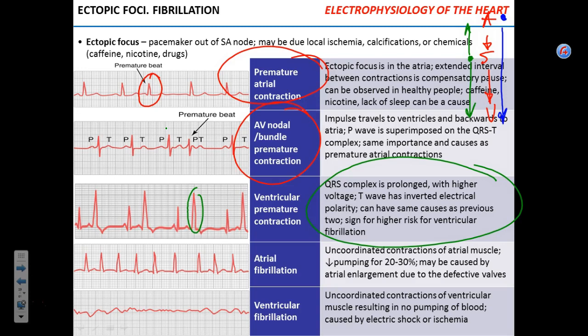Okay? So if you think about it, all three have the same causes. Any sort of stimulation, mostly sympathetic stimulation, like caffeine or nicotine. You may say, wait, nicotine, we'll talk about nicotine, okay? Sympathetic stimulation. But of course, premature ventricular contraction is more dangerous because it has a higher risk to send the heart into the state of ventricular fibrillation.